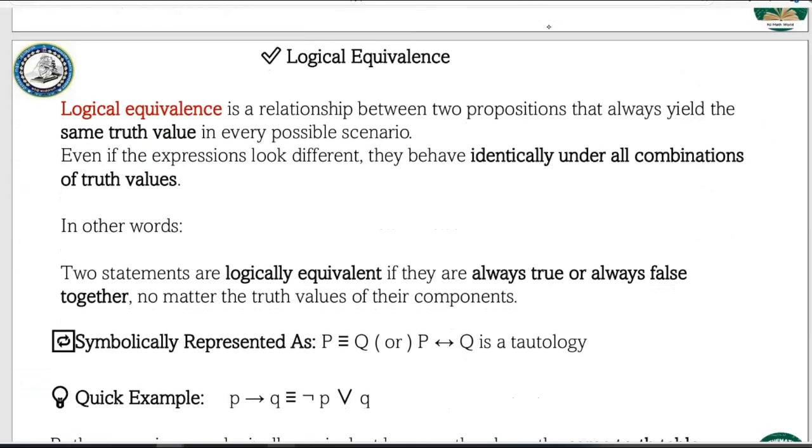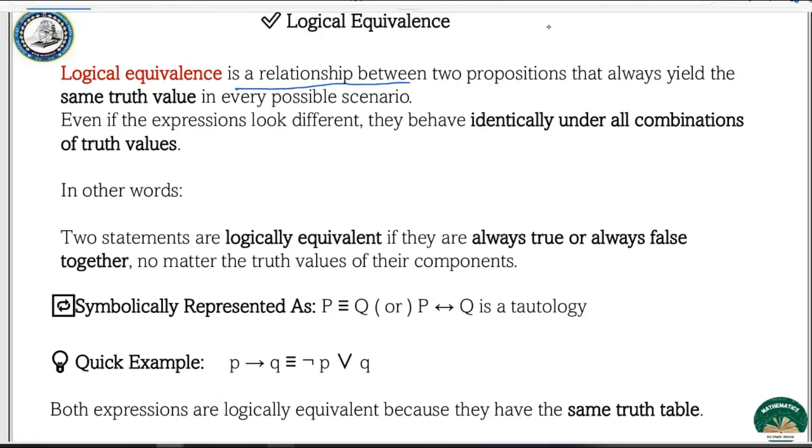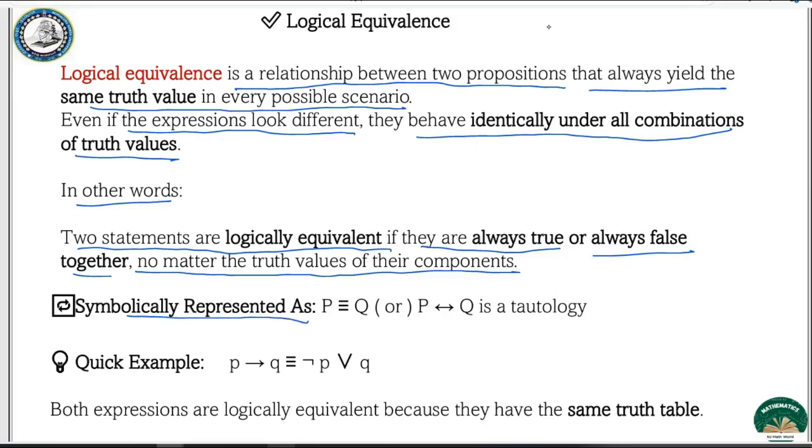The next topic is logical equivalence. What is meant by logical equivalence? Logical equivalence is a relationship between two propositions that always yield the same truth values in every possible scenario. Even if the expressions look different, they behave identically under all combinations of truth values. In other words, two statements are logically equivalent if they are always true or always false together, no matter the truth values of their components. The symbol for equivalent logic is the three lines, and it can also be written as a double arrow, which is used as a tautology. Here P double implication Q is a tautology.